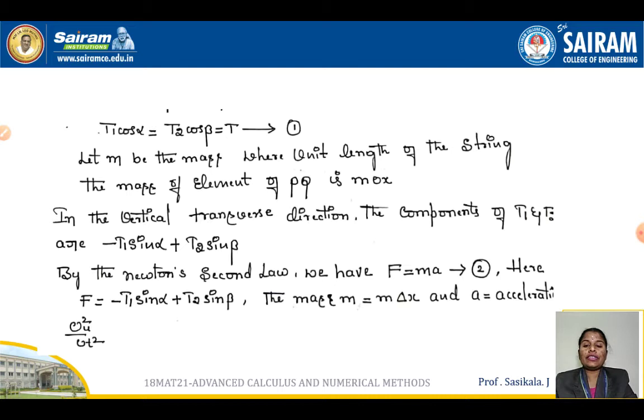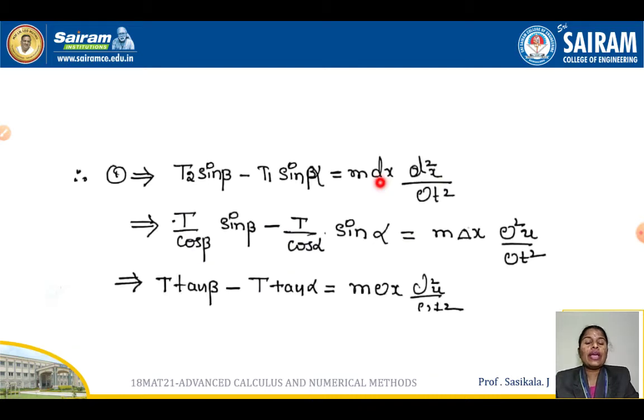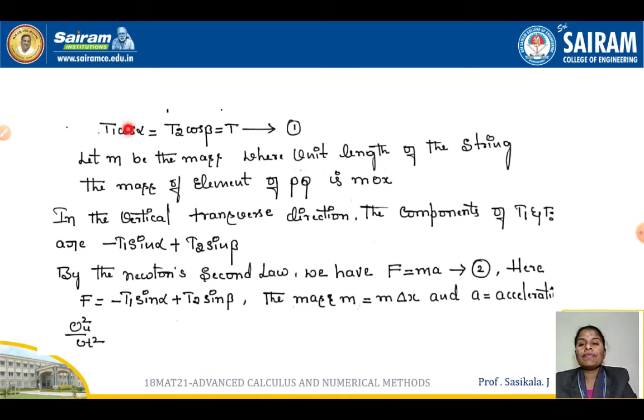Okay, first I have written T2, which is equal to M into delta x into d squared x by dt squared. Now I'm going to divide the entire equation by T by cos beta.